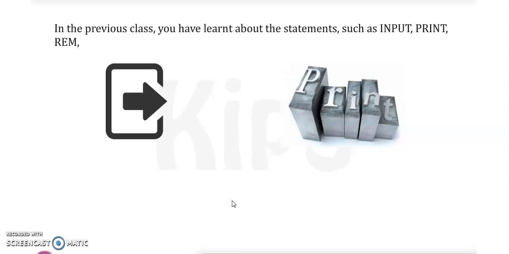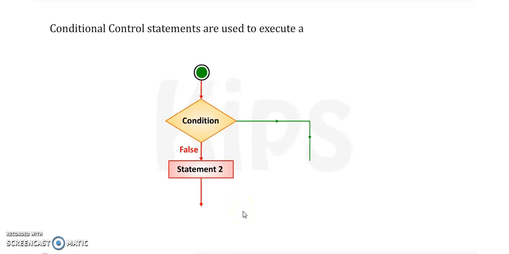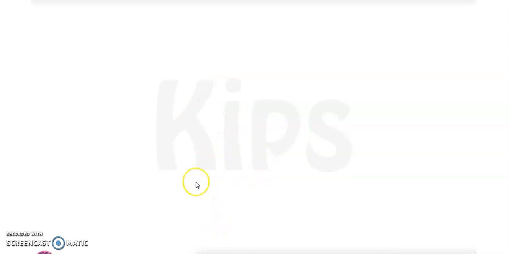In the previous class you have learnt about statements such as input, print, REM command, CLS and IF THEN. So now in this lesson you will study conditional control statements in detail. Conditional control statements are used to execute a block of statements depending upon a condition. You can see this block for condition, we will write the condition here, and if this condition is true, statement 1 will be executed, otherwise if the condition is false, then statement 2 will be executed, and this controls the flow of execution of a program.